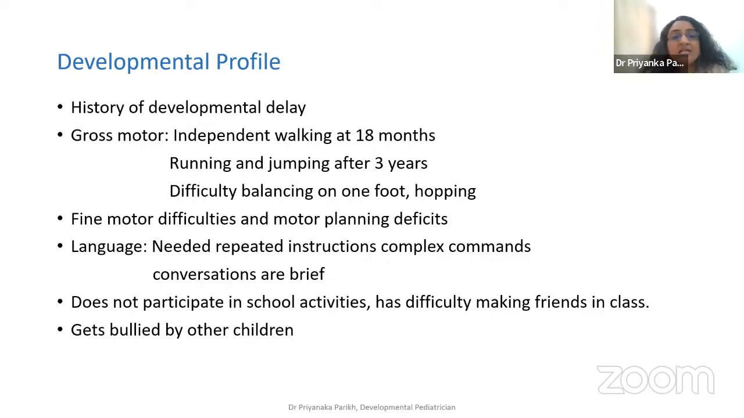Now, this child also has difficulty participating in other school activities. Whether it is art and craft or sports related activities, the child tends to remain aloof, not really participating actively, and has difficulty making friends. And there have been instances where the child has also been bullied by other children.